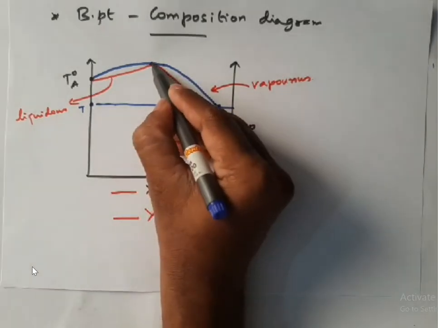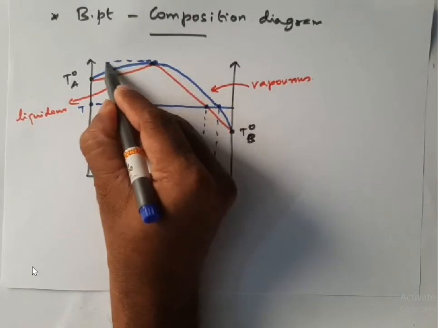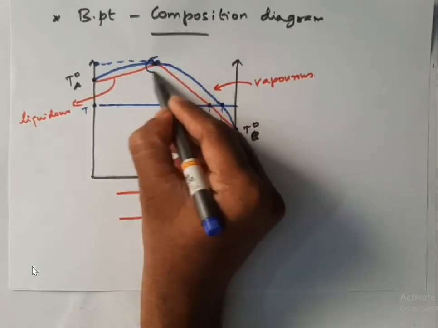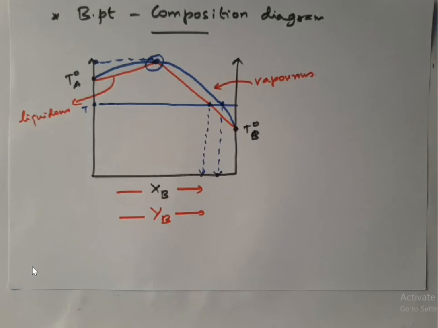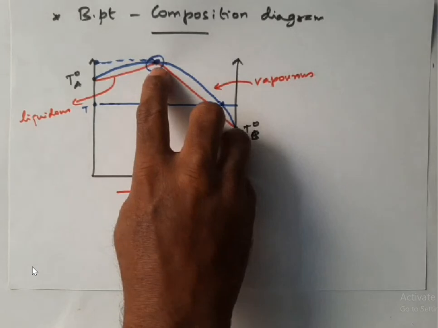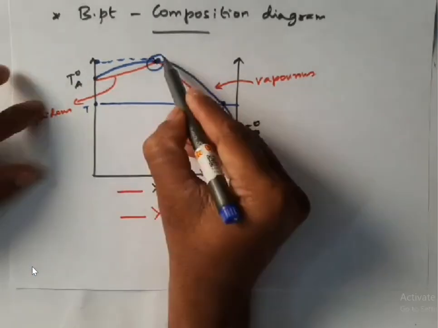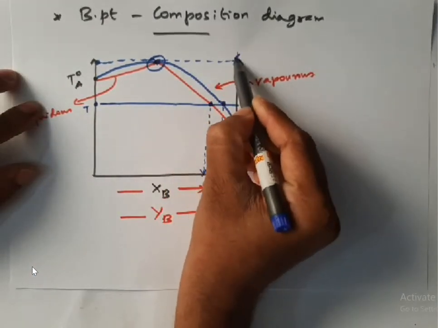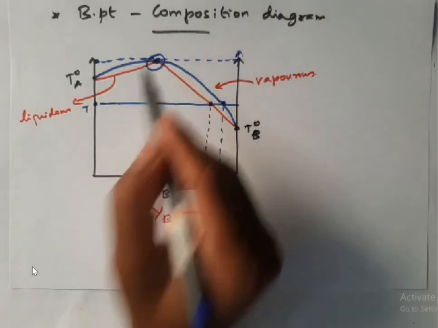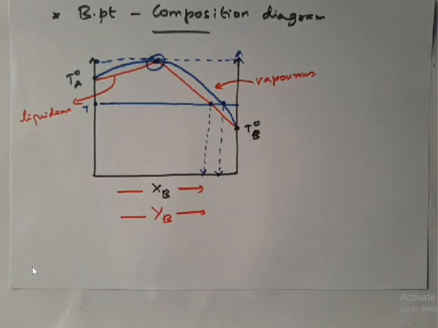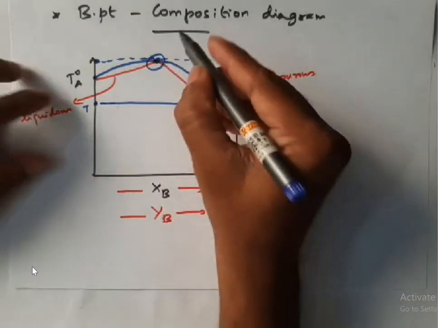But see this boiling point, this is the maximum boiling point. At this boiling point, the liquidous curve and the vaporous curve meet. Therefore, exactly at this boiling point, you can show on this side also, the mole fraction of B in the liquid phase and the mole fraction of B in the vapor phase are exactly the same. We call that mixture an azeotropic mixture.